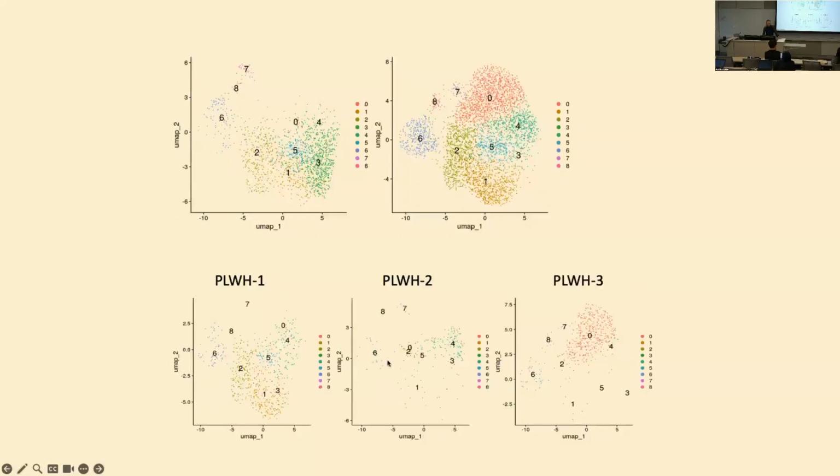It's very hard to see this clustering because there are very few cells. But what it shows is that some clusters were found in three donors, but some, for instance here, cluster one, were found primarily in patient one, and cluster zero primarily in patient three. So if you put all of them together, these are all activated T follicular helper cells.